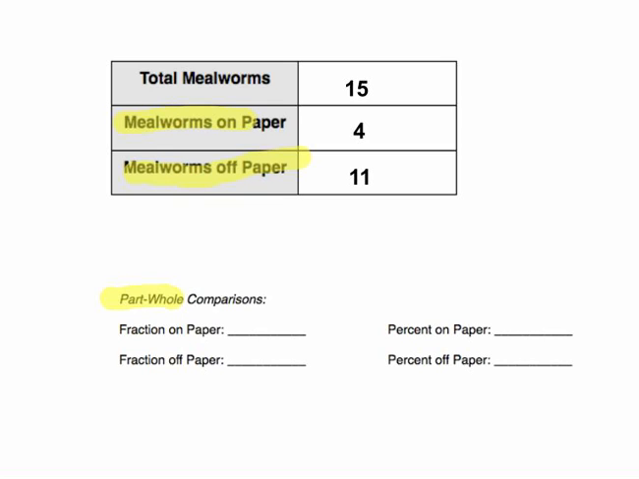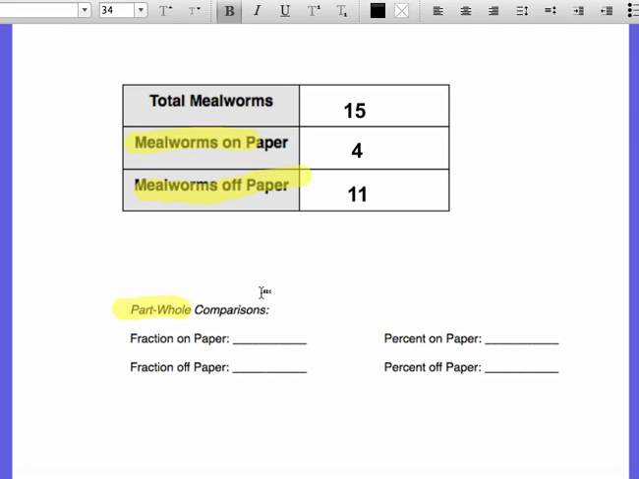So when we're writing these as fractions, the fraction on the paper would be represented as 4 out of the 15 mealworms. And the fraction off the paper would be represented as 11 of the 15 mealworms. Now, in the previous video, I showed you how to take that information and turn it into a percent.